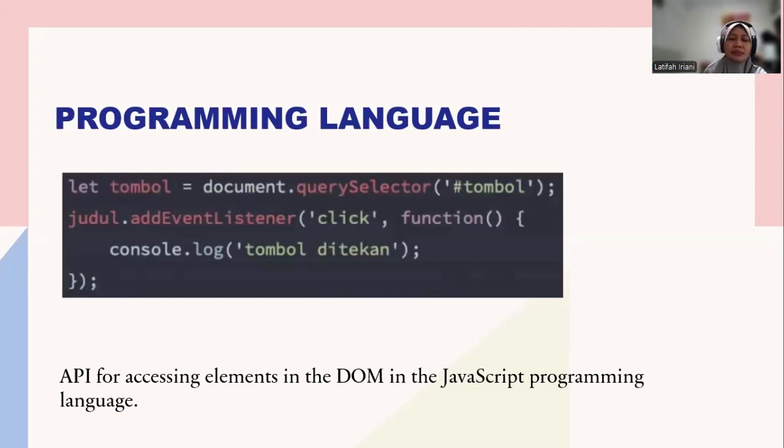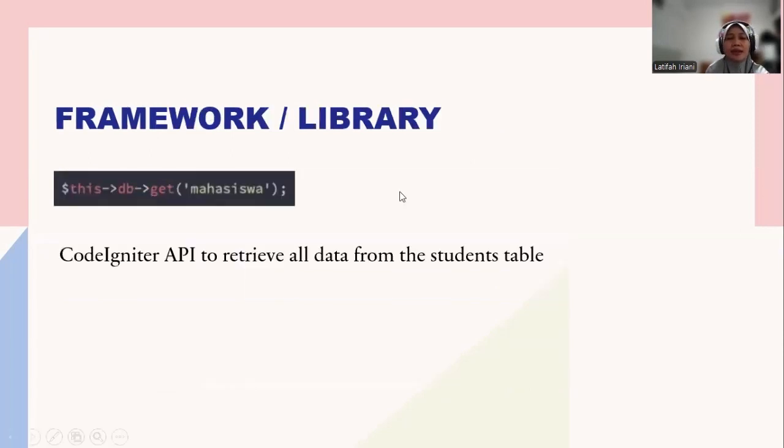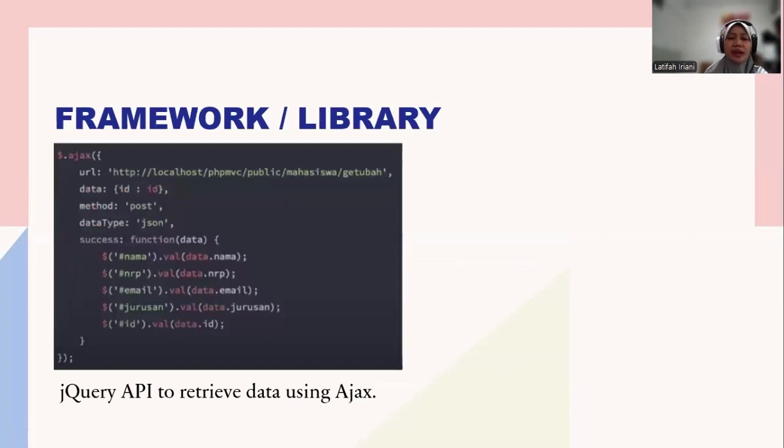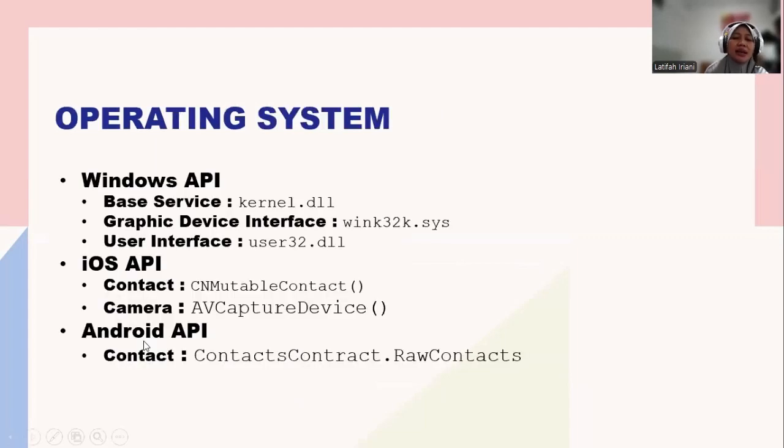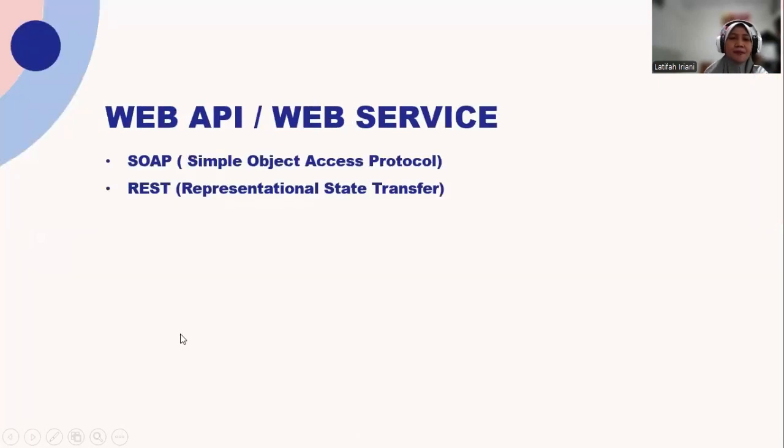This is what we call an API, a way to connect to different programs. And then API for accessing elements in the DOM in the JavaScript programming language, we can use syntax query selector. And then if you are using CodeIgniter, if you want to retrieve all the data from the students table, you don't need to bother writing SQL syntax. Just call the API in CodeIgniter, which is this db get. And then jQuery API to retrieve data using Ajax. And in operating system, we can find Windows API, iOS API, and then Android API.